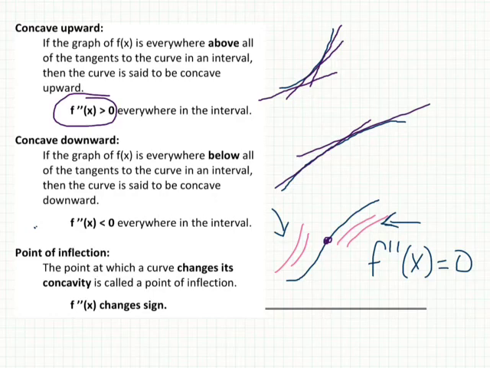So to find the point of inflection, of course, what you'll do is set your second derivative equal to 0, and then you'll notice, well, where's my second derivative greater than 0? That's concave upward. Where's my second derivative less than 0? That's concave downward. So this is just a brief explanation of what it means to be concave upward, downward, and a point of inflection.